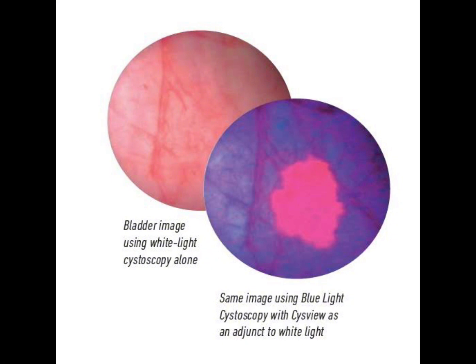These photoactive porphyrins tend to accumulate in rapidly proliferating cells more than in normal cells, and when we use blue light cystoscopy, the tumor cells will appear red and the normal urothelium will appear blue. So this is the concept of blue light cystoscopy. But there is a problem with it: the agent can also be absorbed by inflammatory cells, so inflammatory cells can give you the same impression.